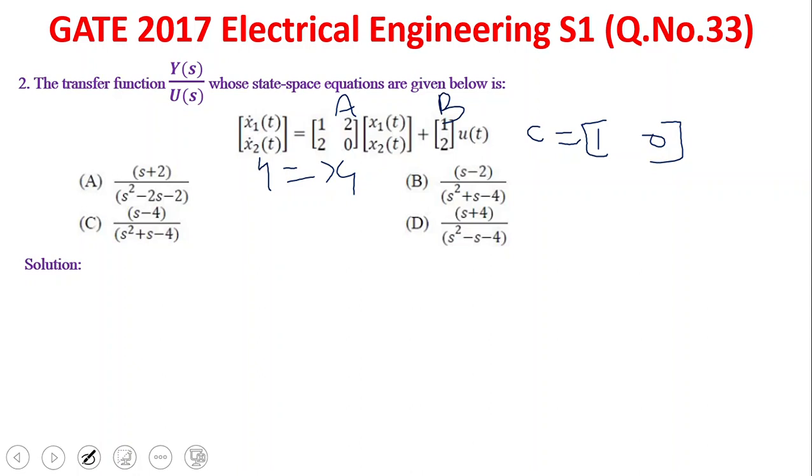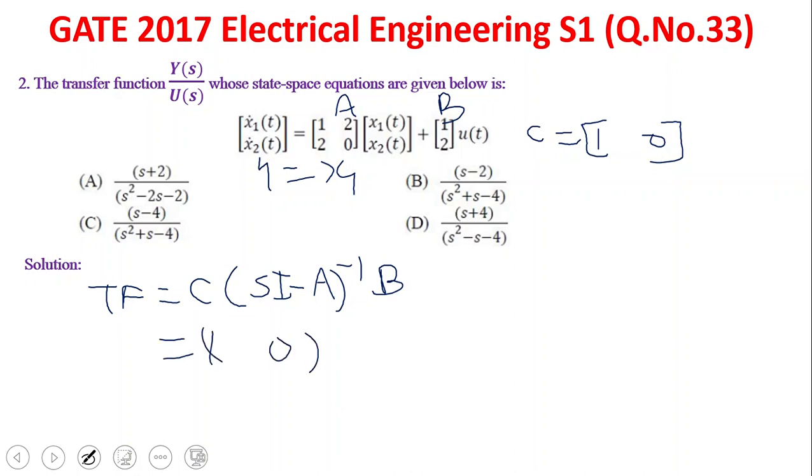Now the transfer function they have asked. The state model is given, and we need the transfer function. What is the expression for the transfer function? It is C into (sI minus A) inverse into B plus D. The D matrix is not there. So matrix C is [1 0], and we need (sI minus A) inverse.